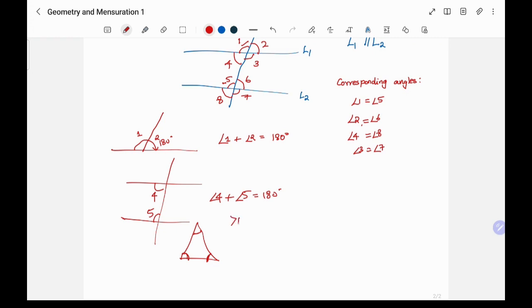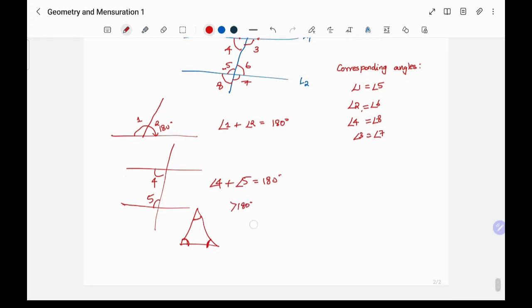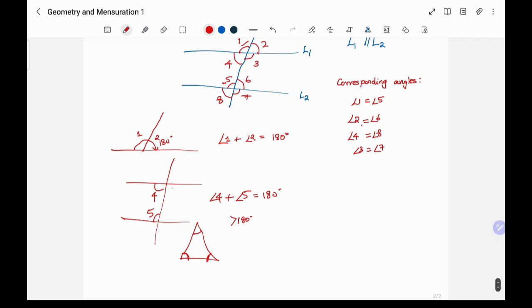And if they are greater than 180 degree, what will happen in that case? If these are greater than 180, these angles will be less than 180. So they will meet on this side. So that's why, since we assume that they are parallel, this sum also should be equal to 180 degree.